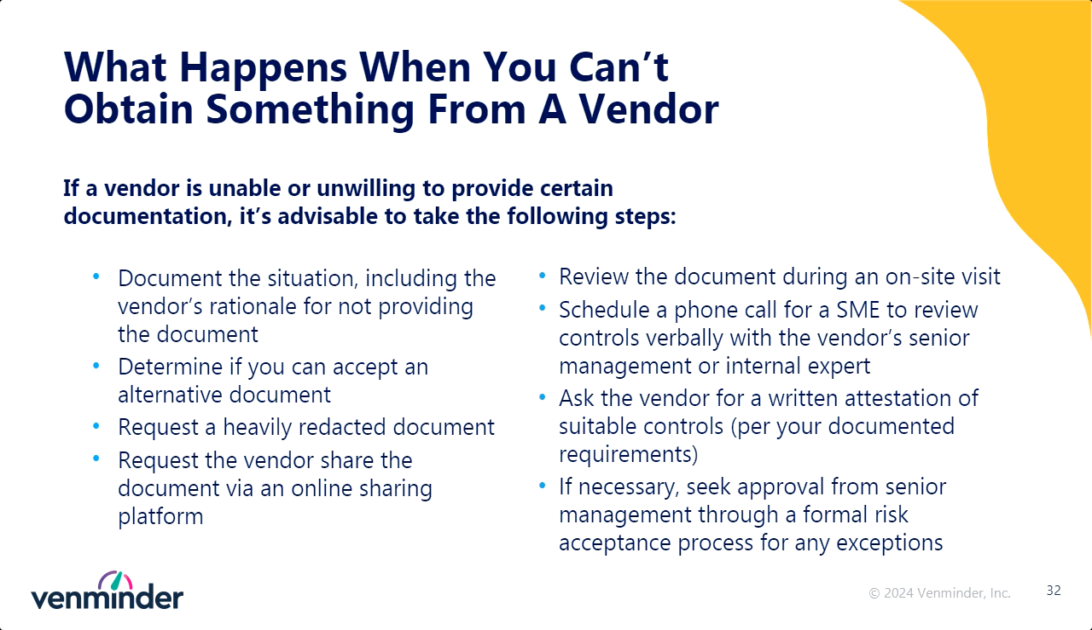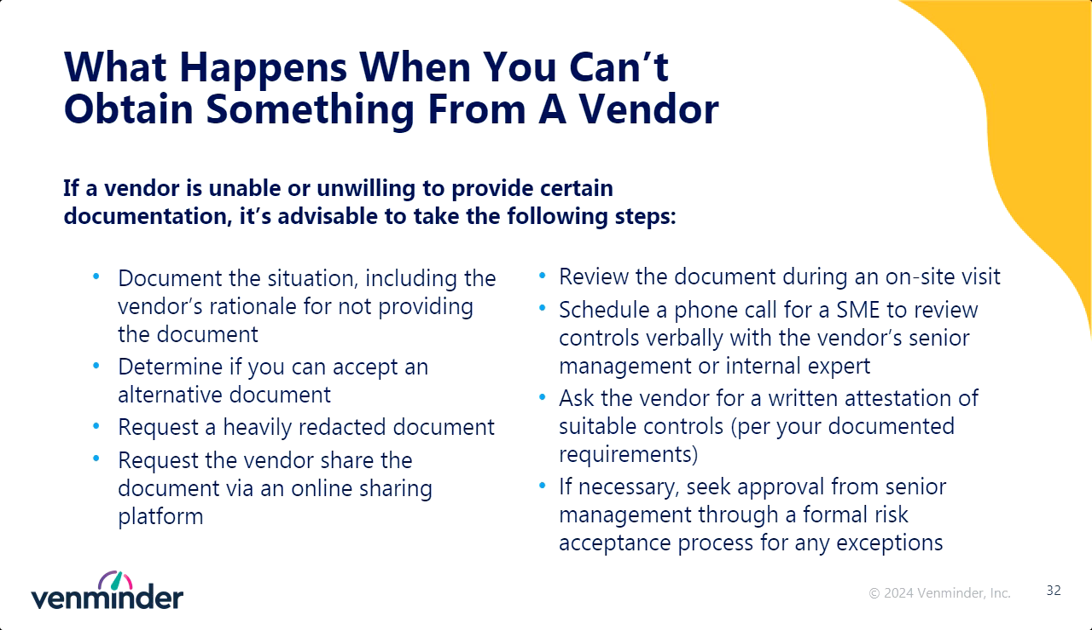So when situations like this happen, the first step is to document it and explain why the vendor isn't providing something. You should also determine if you can accept an alternate document. Sometimes the vendor might say that they can't provide something and offer an alternate, or you can even suggest a different document that's acceptable. Some vendors are willing to provide a heavily redacted document, so you could try asking for that, or ask the vendor to share the document during a video call so it's not actually in your possession.